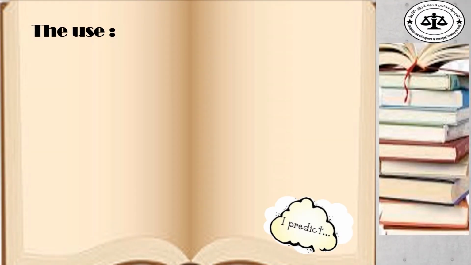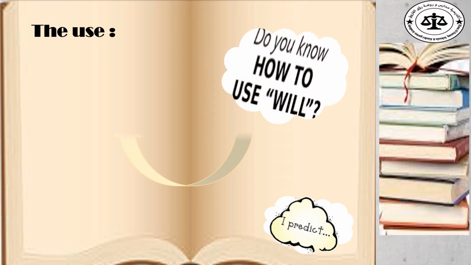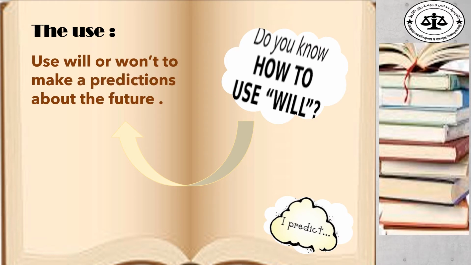Now, let's think about the use of will. How do we use it? Or when can we use will? We use it if we want to make predictions about the future. تنبؤات أو توقعات للمستقبل. So, if we want to predict something in the future, we use will or won't.